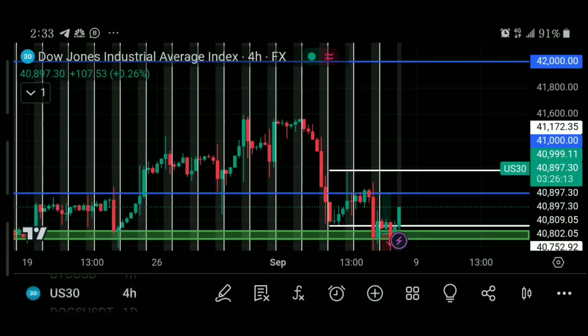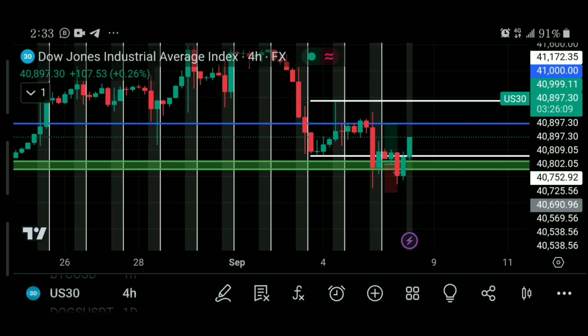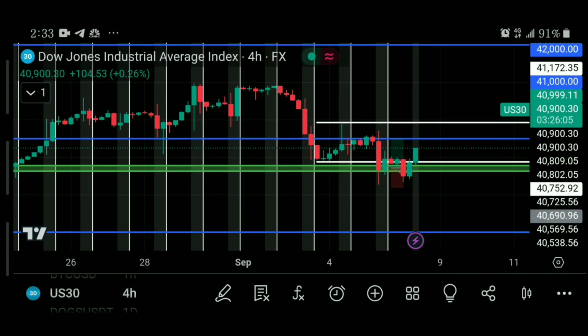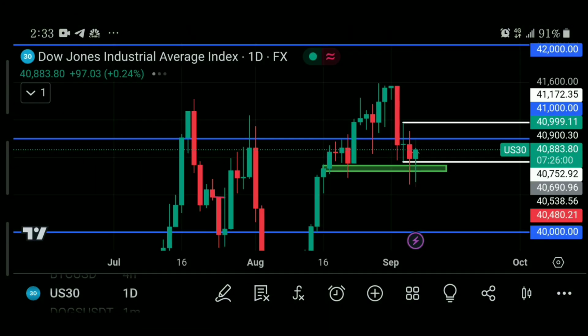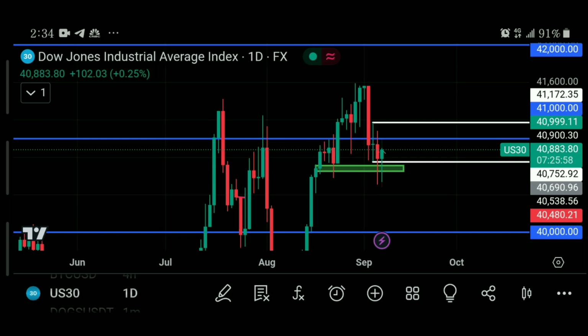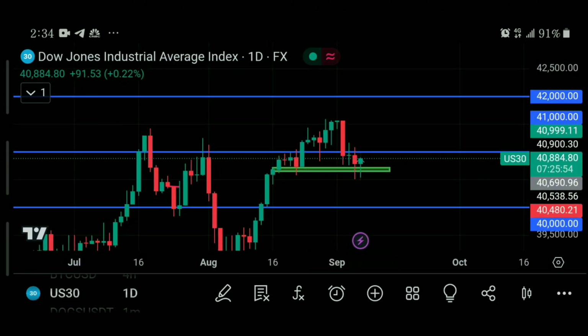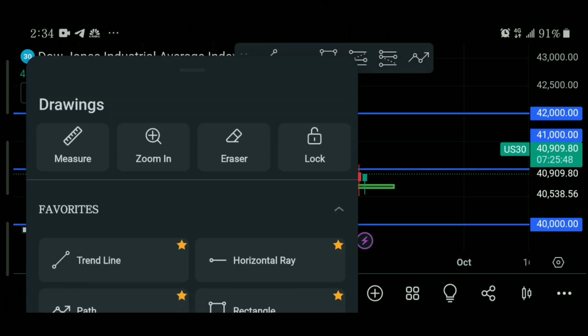So that's US30. Alright guys, so right now on my chart, I have to move on to our bigger, that's the highest time frame, that's the daily time frame. Let me delete all these things. Alright, let's mark out our key areas of support and resistance.